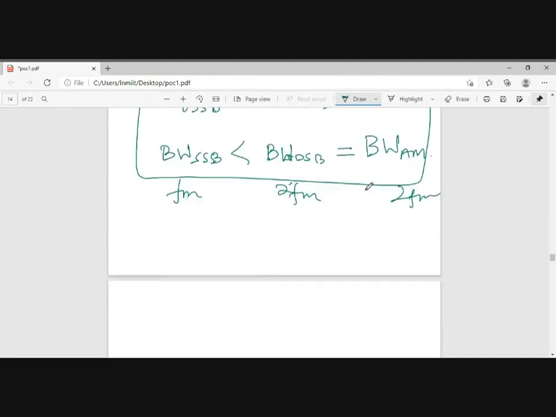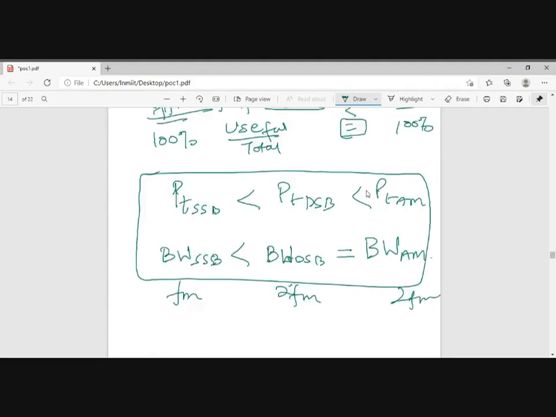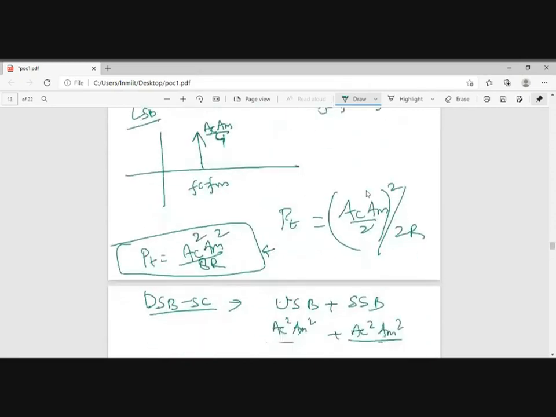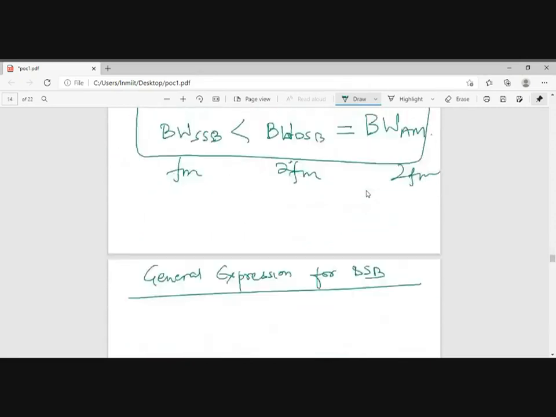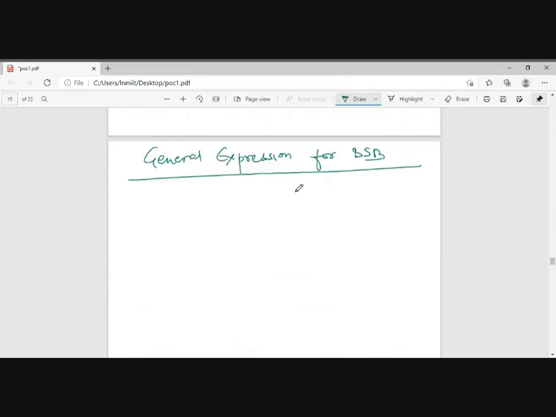Okay, so let's start with the general expression of SSB. General expression for SSB. I have started writing on a PDF so that I can share this PDF with those who are attending this lecture. Okay, just for your reference.